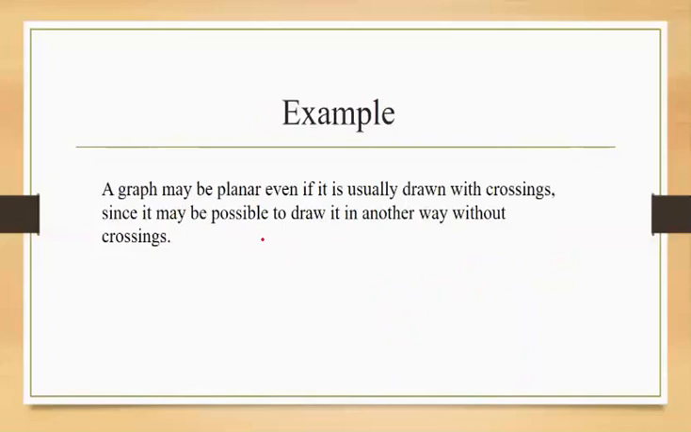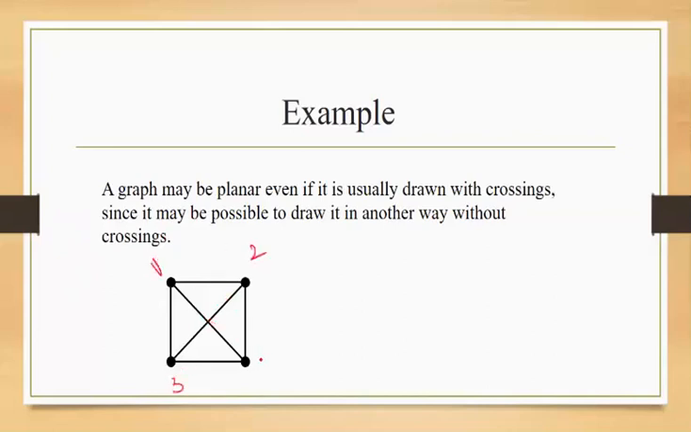Since it may be possible to draw it in another way without crossing, we may be given a graph like the example given over here. I am saying that this is a planar graph. How is it possible that it is a planar graph even though these two edges are intersecting in the center?